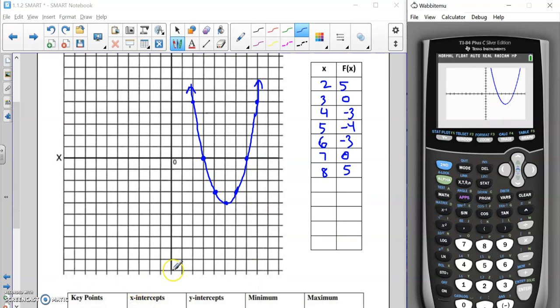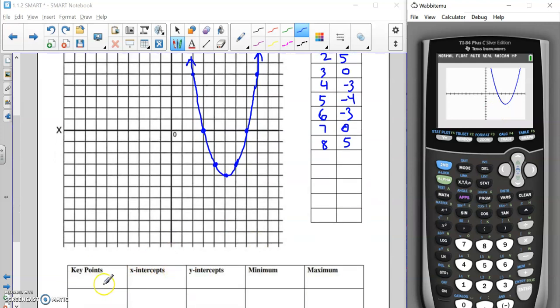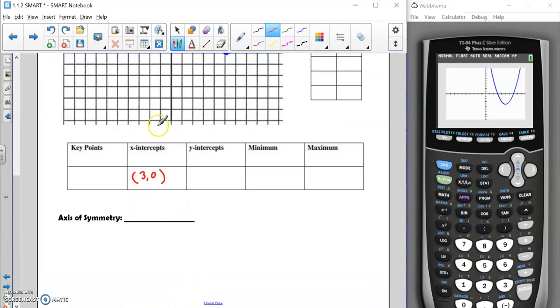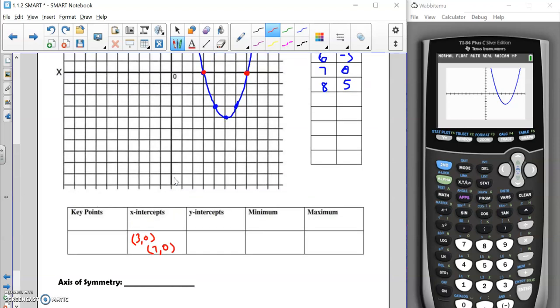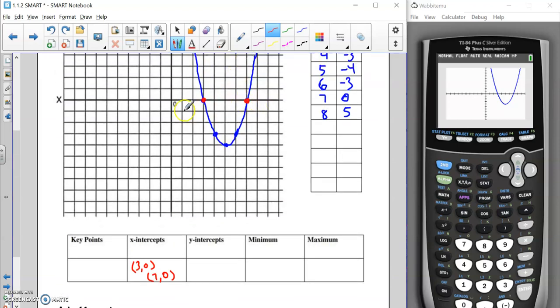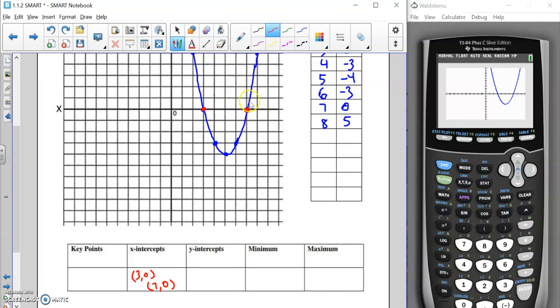So let's go ahead and note down our key points here. So x-intercepts, again, that's where I hit the x-axis, and I have 2 of them this time. One is at 3, 0, and the other is at 7, 0. If you look right over here, that's where y is 0.